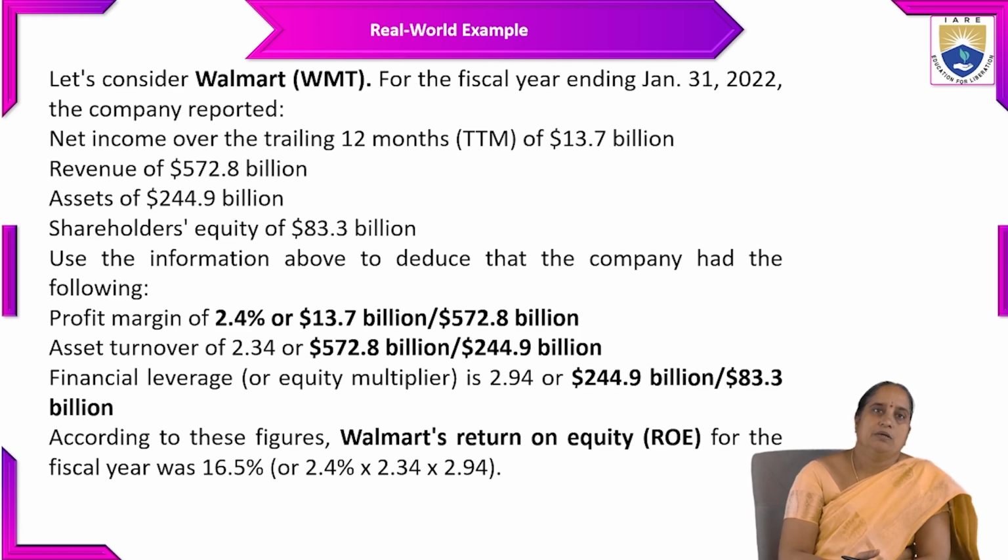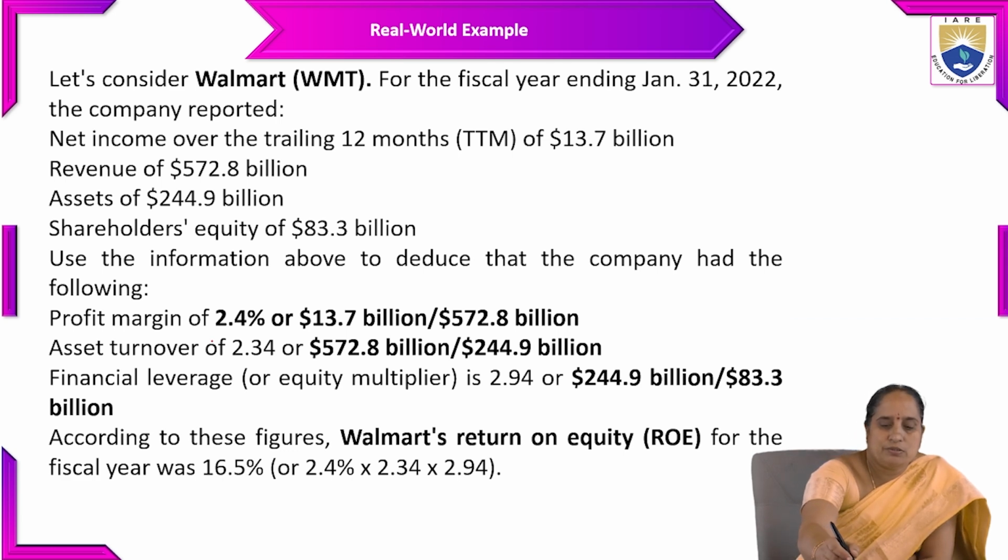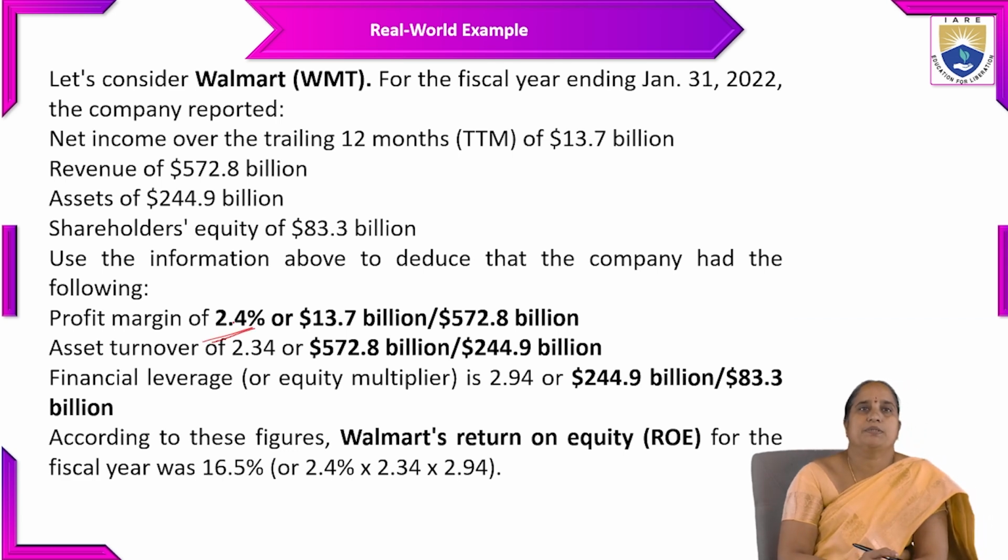So, using that data of Walmart, now we are going to find out the profit margin of Walmart. The profit margin of Walmart is 2.4%, or simply we can say net income, $13.7 billion, divided by revenue, that is $572.8 billion. So by using this we can find the profit margin of Walmart, that is 2.4%.